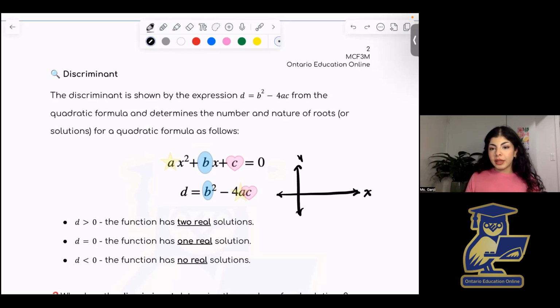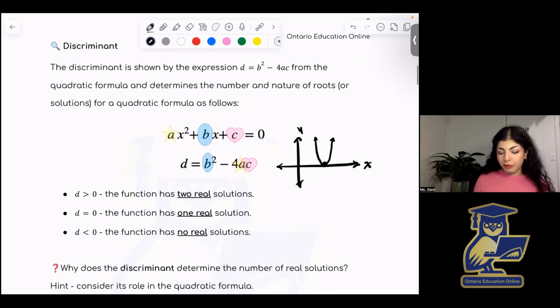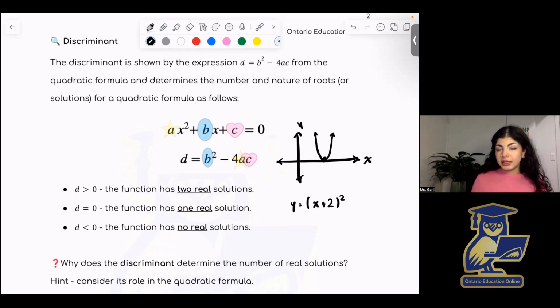What do you think could be the graph for that one? I hope you realize it should be your perfect square graphs, which only intercept the x-axis at one point, which means that the function only has one real solution. For example, if we have y equals x plus 2 squared, we know that the only x-intercept, so the only real solution, is x is equal to -2. And finally, when d is less than 0, we know that the function has no real solutions. Notice how I had the word real in all of these. That's the nature of the roots that we were talking about.